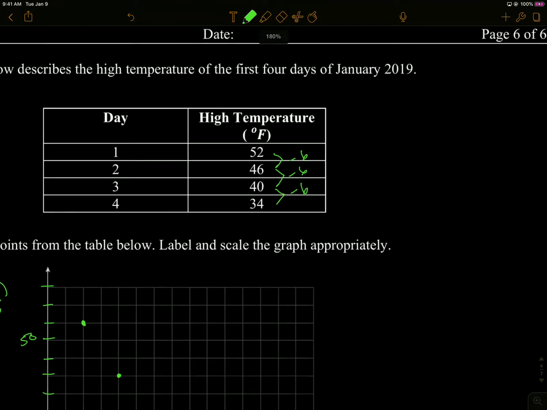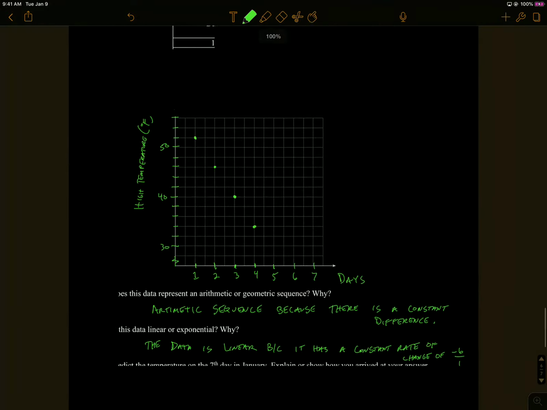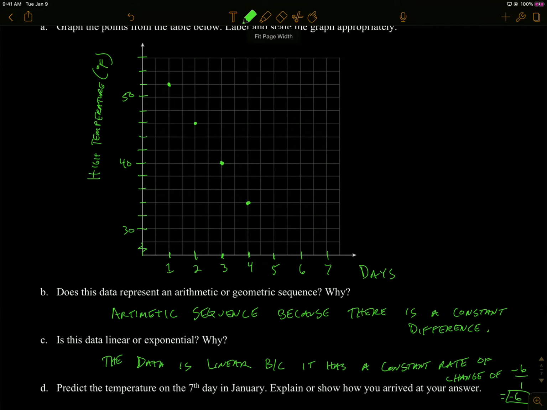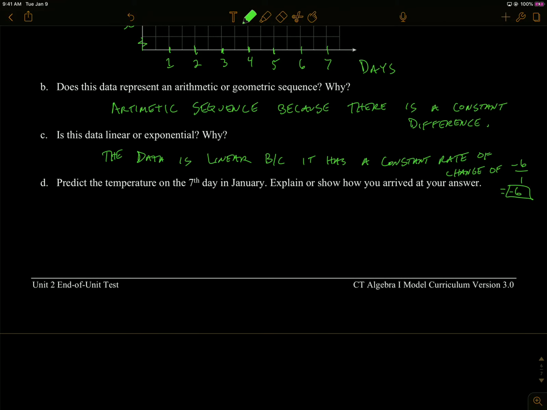Right? Because if I look on the table, I go down 6 on the y's. My change in x is +1, +1, +1. So if I make my rate of change, remember that's change in y over change in x, I'm going to get -6 over 1 each time. Another reason you could tell is because the data on the graph makes a straight line. If you were to connect the dots, they're all collinear points.